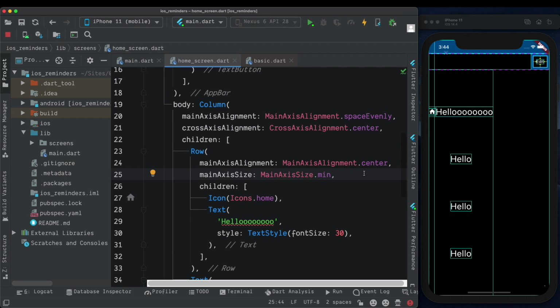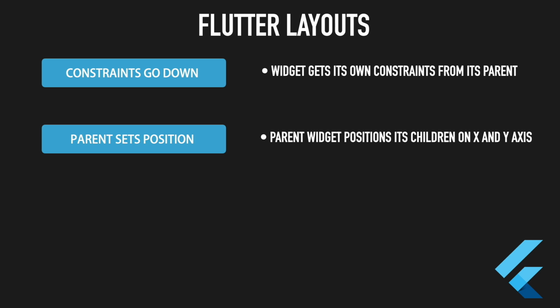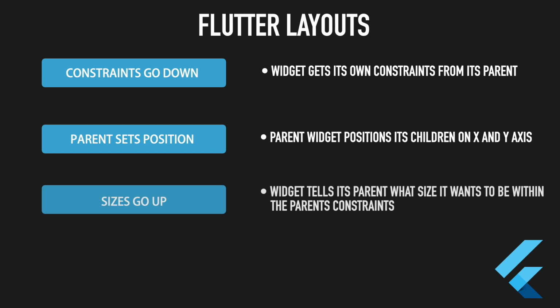So this brings us to an important point in Flutter. A widget gets its own constraints from its parent. So the parent is the one that tells the widget what is the maximum size it can be. The parent also decides where to set the position of the child on the X and Y axis. The child then tells its parent the size it wants to be within the constraints that were given by the parent. At no cost can the child exceed the constraints provided by the parent widget.